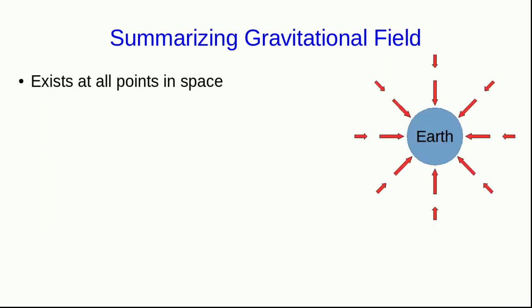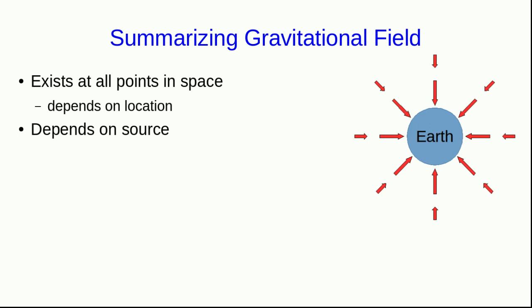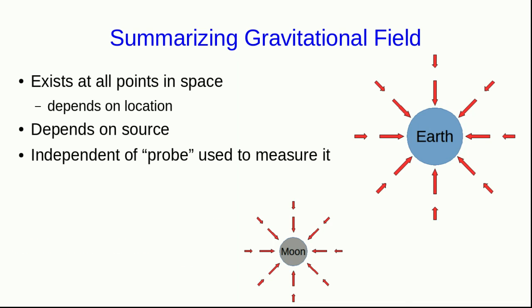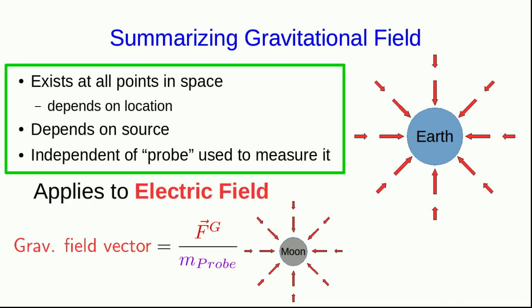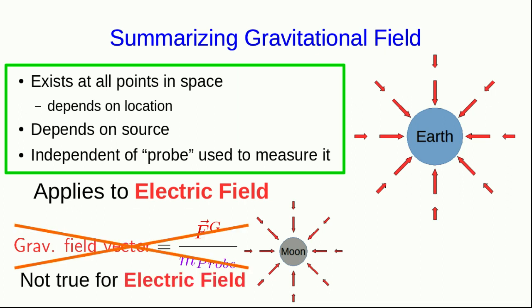Let's summarize these properties of the gravitational field, because all of these properties will hold for an electric field as well. It exists at all points in space, and it depends on location. So while near the Earth's surface it's g down, if you go farther away from the Earth, its magnitude decreases. It depends on the source. So, for example, if you measure the gravitational field due to the moon, you will find that it's weaker. And it's independent of the probe used to measure it. That's because the gravitational force is proportional to the mass of the probe you use, but you then divide that out, and so you get an answer that's independent of the probe. All of this will apply to the electric field as well. The specific expression for how you determine it won't, but the idea that we used to get that expression, which is that the field has to be independent of the probe used to measure it, does apply to electric fields.